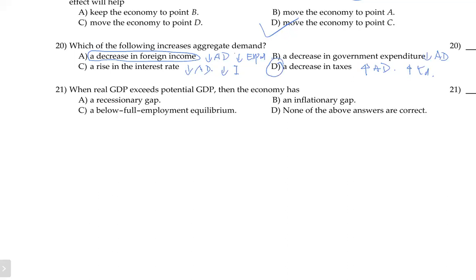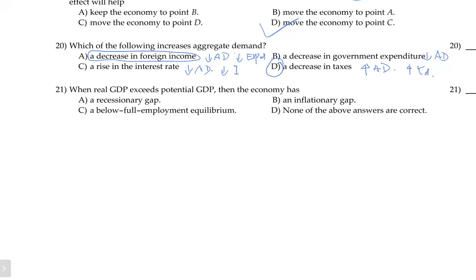So make sure you understand each option, or understand the explanation I just provided regarding each option. In the exams, I may ask the opposite. Say, for example, which of the following decrease aggregate demand? Then you can realize A, B, C, they are all correct.